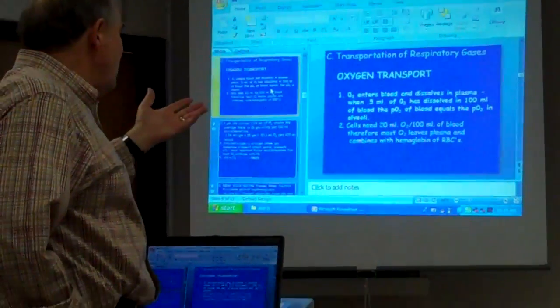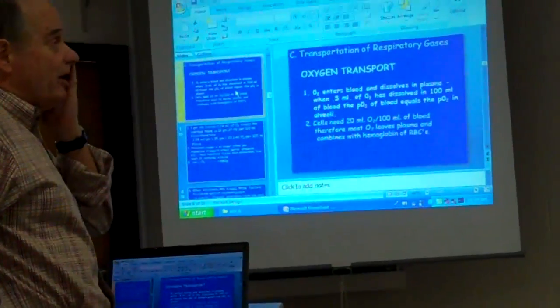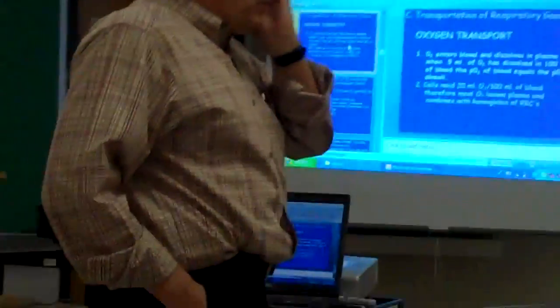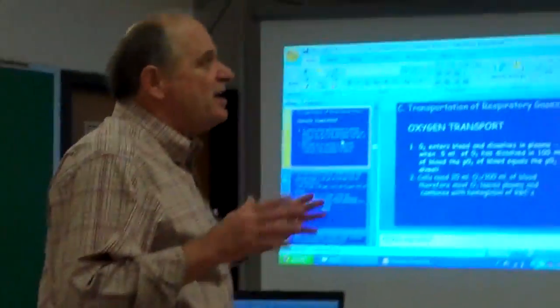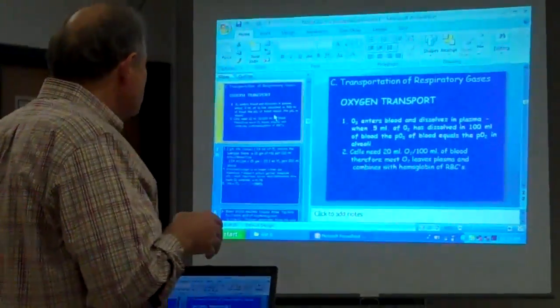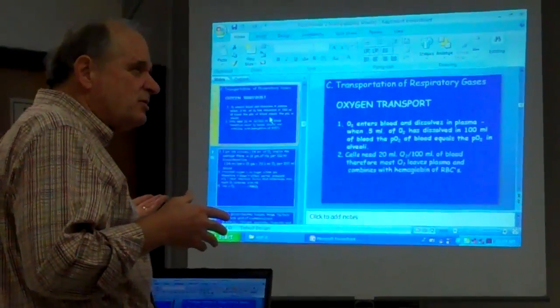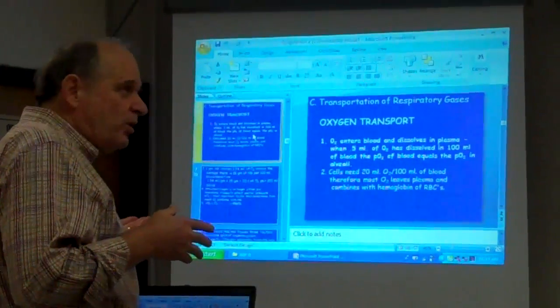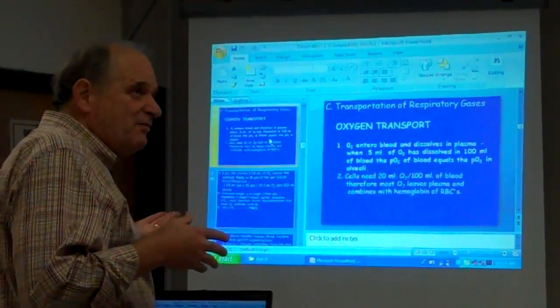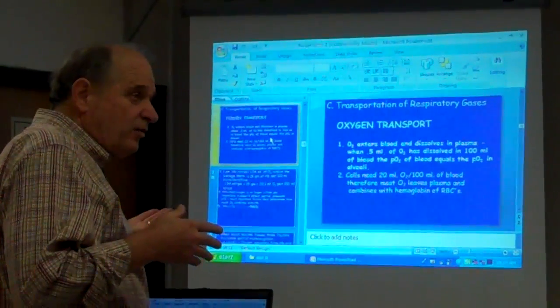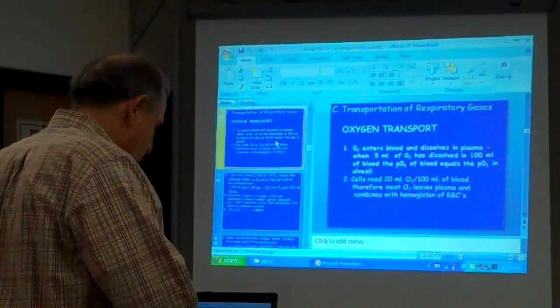The PO2 equals the PO2 of the alveoli. Well, okay, the partial pressure is equal. The main idea that we emphasized the other day is that cells need 20 milliliters of oxygen per 100 ml, not 0.5. At 0.5, their cells will be starving for oxygen. That's what that translates to.